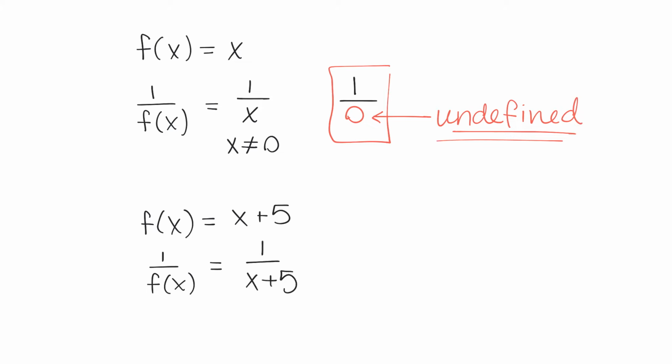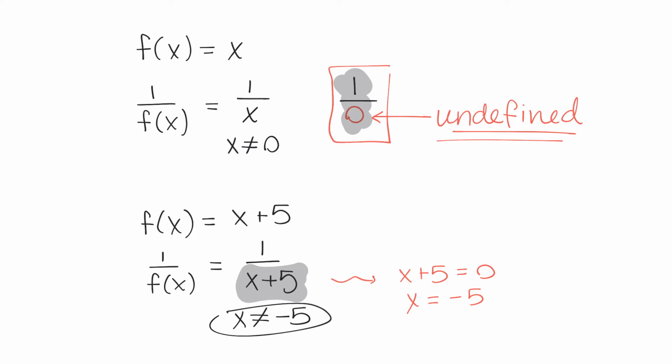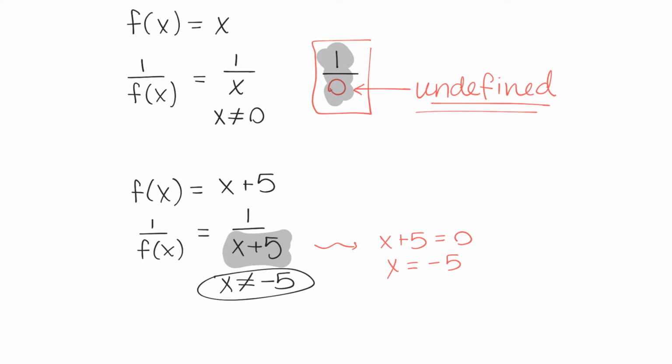Now, what number in this denominator will create 1/0? What number can x not be? Well, if I need to figure out what will give me 0, then I'm just going to solve. So if x is -5, then I will get 0, which is undefined. Therefore, x cannot be -5. This is a non-permissible value because it leads to an undefined.